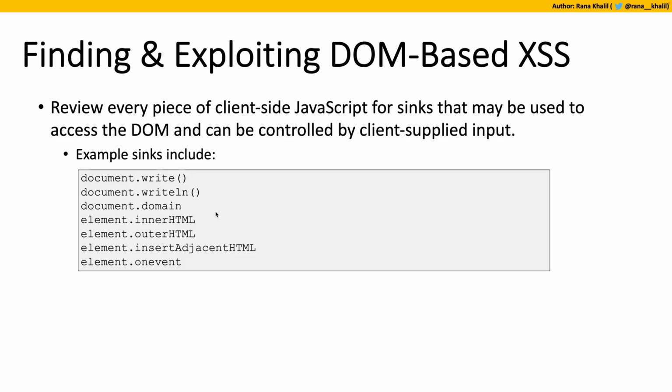Okay, moving on to finding and exploiting DOM-based XSS vulnerabilities. This type of vulnerability is a bit harder to find, since DOM-based XSS vulnerabilities occur when JavaScript is taking in client-supplied input and passing it to a sink, or what we said, a potentially dangerous function. Then the first step would be to review every piece of client-side JavaScript and identify instances where you have sinks or potentially dangerous functions that are used to access DOM data and can be controlled using client-supplied input. So example sinks would be document.write or document.writeln or document.domain or element.innerHTML and so on.